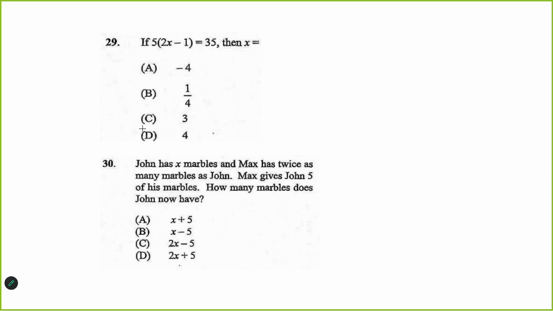This one is a repeated question. The answer here is 4. John has X marbles. Max has twice as many marbles as John. Max gives John 5 of his marbles. How many marbles does John have now? He gives him 5, so it is X plus 5.